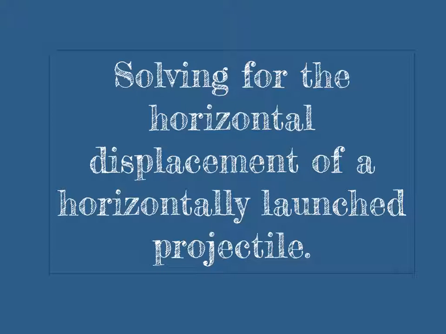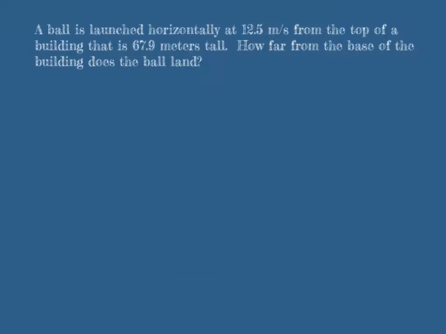Alright, in this example we're going to solve for the horizontal displacement of a horizontally launched projectile, given that we know the height and the velocity. A ball is launched horizontally at 12.5 meters per second from the top of a building that is 67.9 meters tall. How far from the base of the building does the ball land?